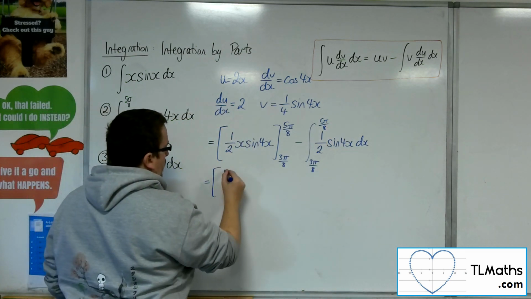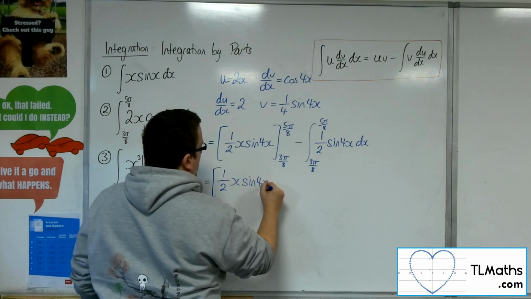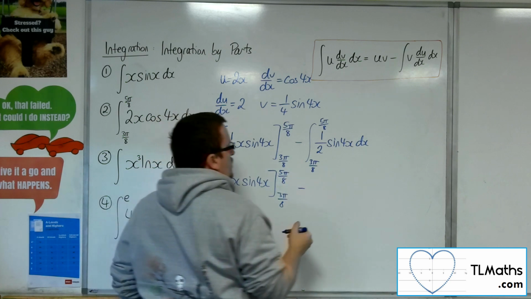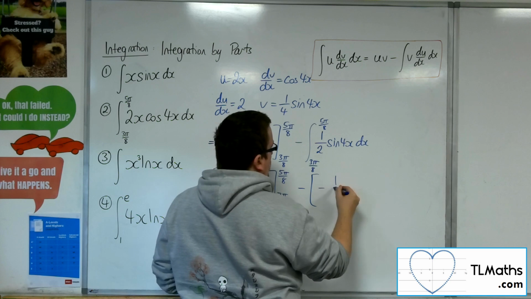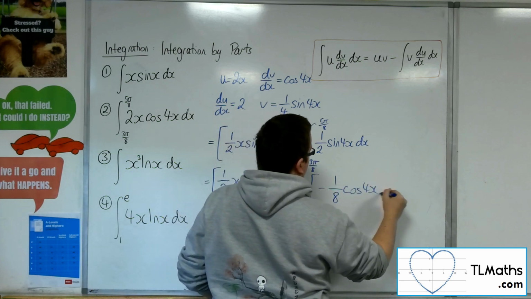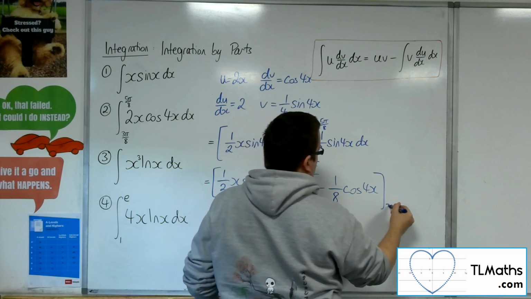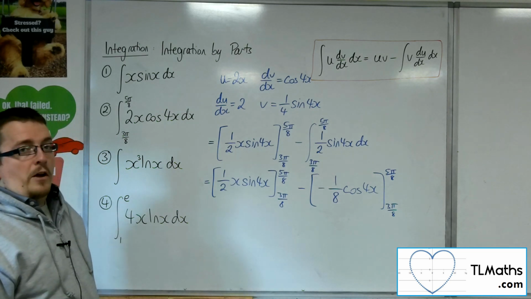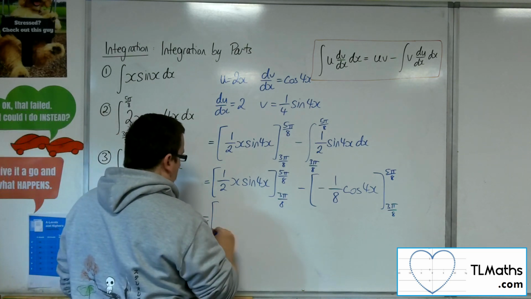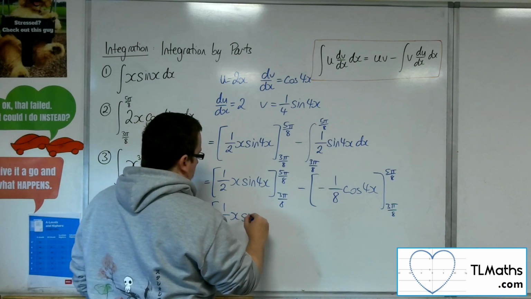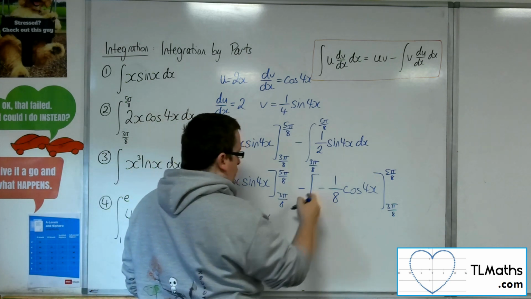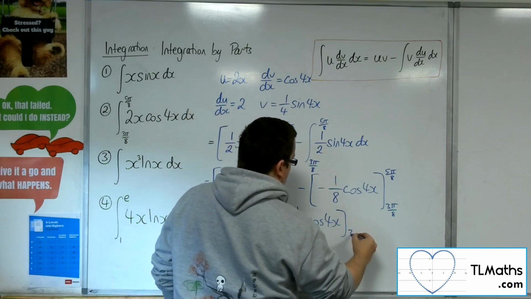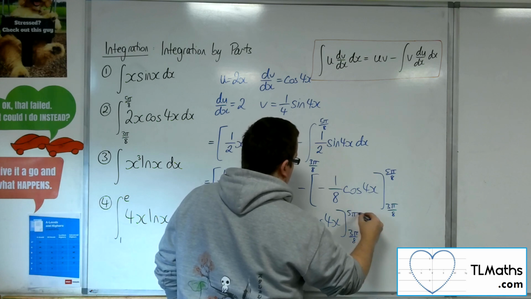Right, let's keep going. So we've got the 1 half x sine of 4x, from 3 pi over 8 to 5 pi over 8. Take away, so integrating this, we're going to get minus 1 eighth cosine 4x evaluated between 3 pi over 8 and 5 pi over 8. Okay. Now I'm going to bring those two together into one bracket. So 1 half x sine 4x and two negatives, so plus 1 eighth cosine 4x evaluated between 3 pi over 8 and 5 pi over 8.